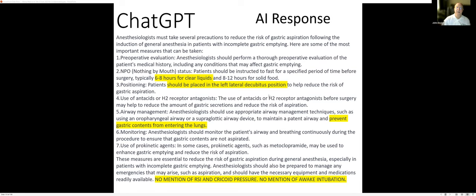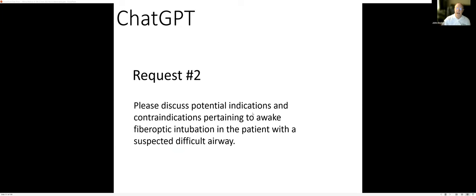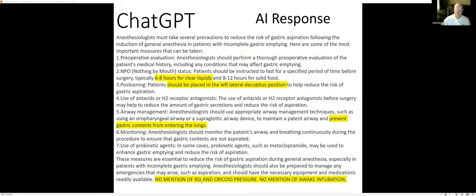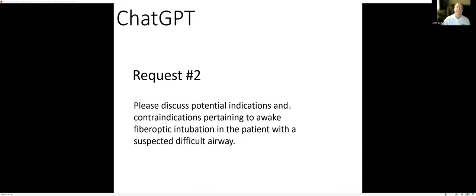Some of them are helpful and some of them are not. So this patient should be placed in the left lateral decubitus position. And as a rule, we do not actually do that. What we do is a technique called rapid sequence induction with cricoid pressure. And it doesn't mention that, and no mention of putting the breathing tube in awake, which is another option in this setting. So unfortunately, while it gives lots of details, the most important thing, the rapid sequence induction technique, it forgot about, it didn't know about. So kind of it failed, although it gave me lots of useful stuff.